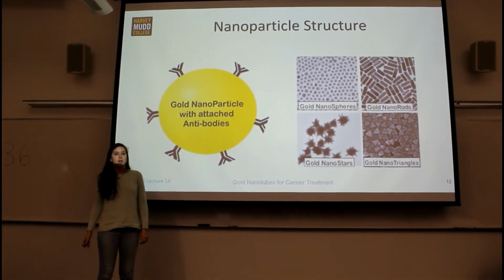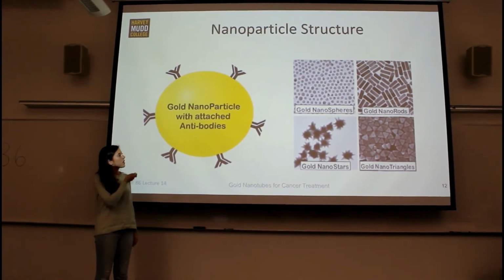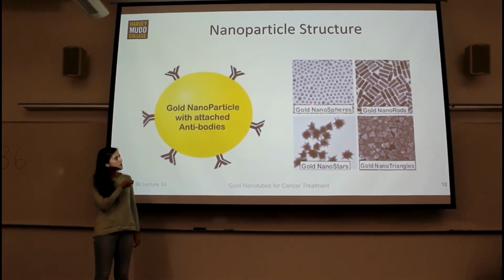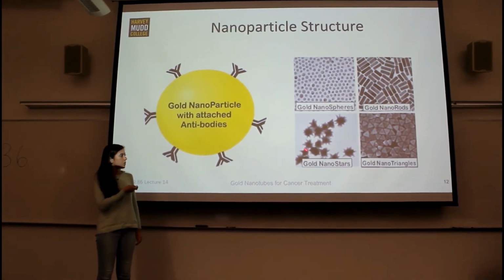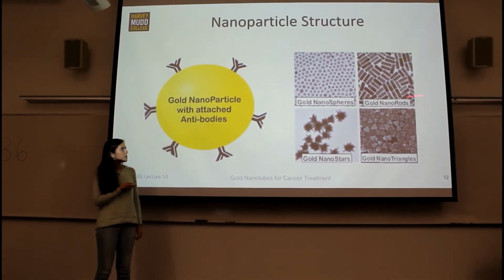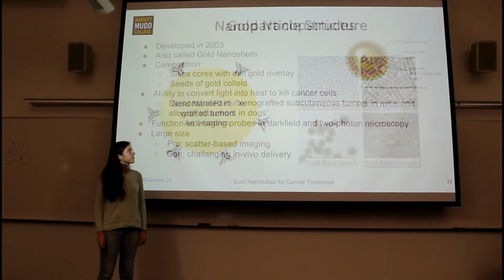So as Marianna was talking about, there are different shapes of gold nanoparticles. The main two we're going to focus on are seen here, gold nanospheres and gold nanorods. However, there are 2 other types known as gold nanostars and gold nanotriangles, but these are the main 2 being used in this type of cancer treatment so far.